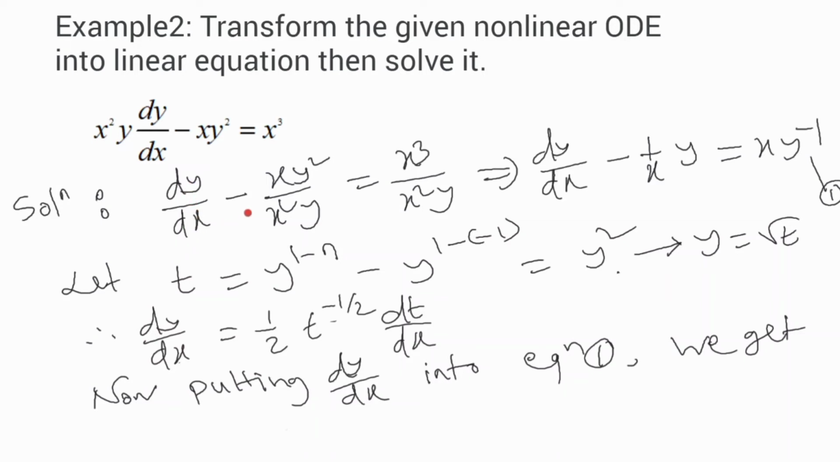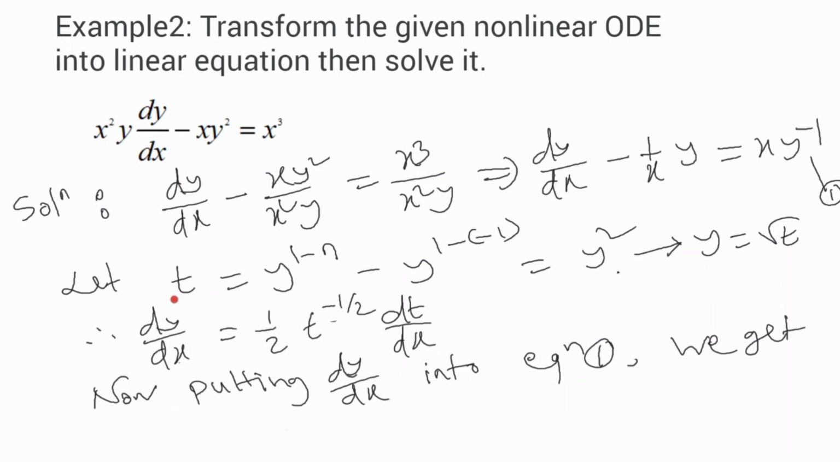we get dy/dx minus x y squared divided by x squared y is equal to x cubed divided by x squared y. When we simplify this, we get dy/dx minus (1/x) y is equal to x y to the power minus 1. So we call this equation number 1. Now this is a standard form, but this equation is nonlinear because the power of y is minus 1. That means here n is equal to minus 1.